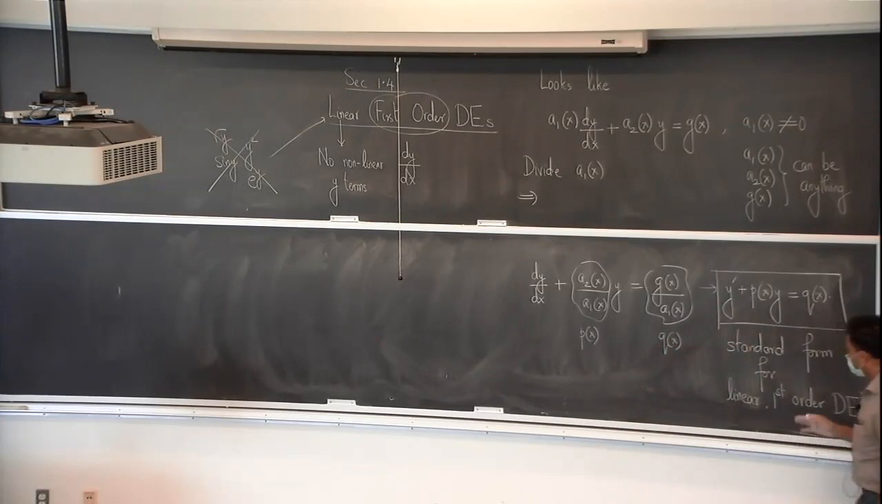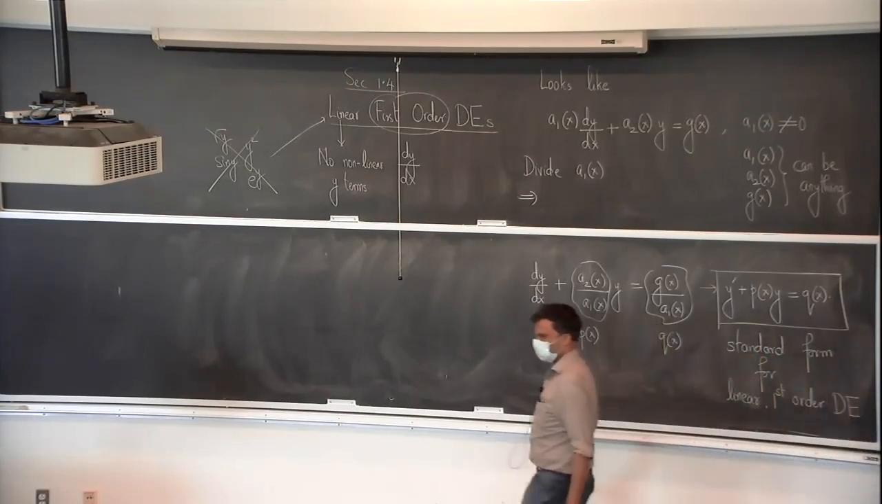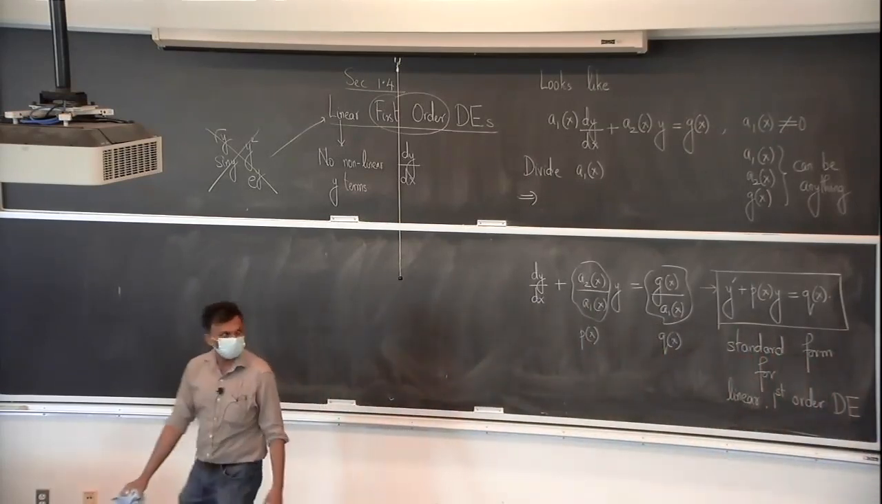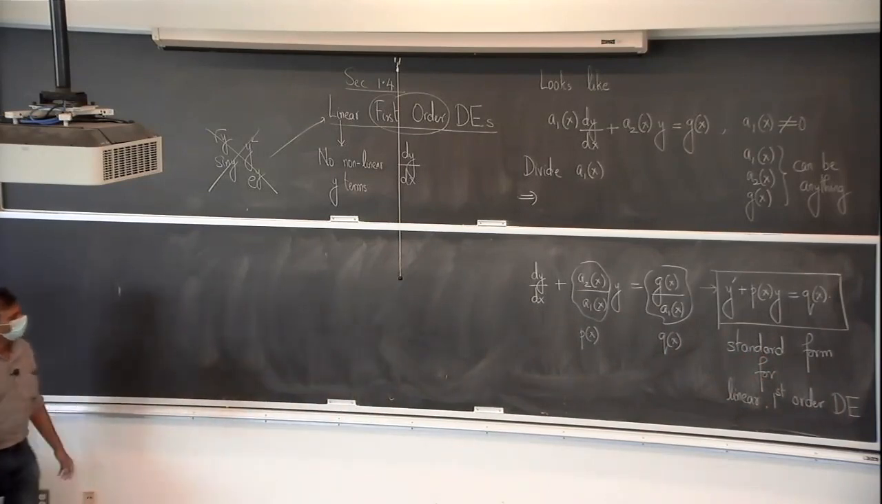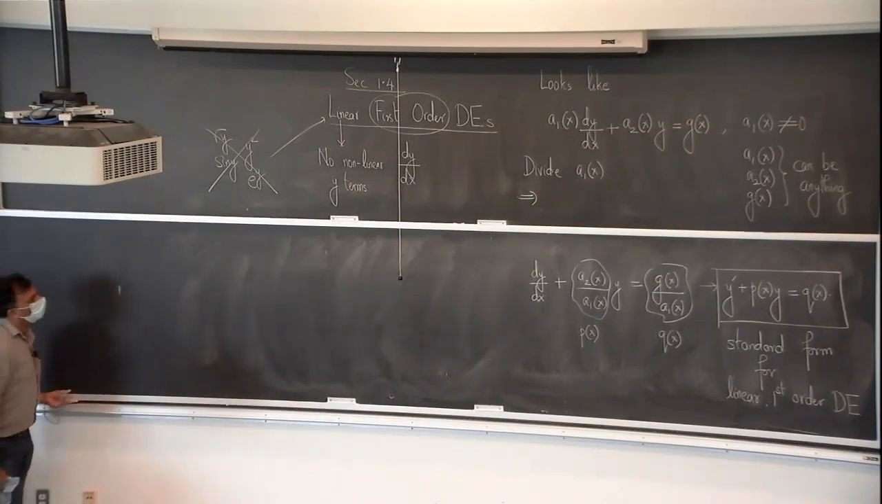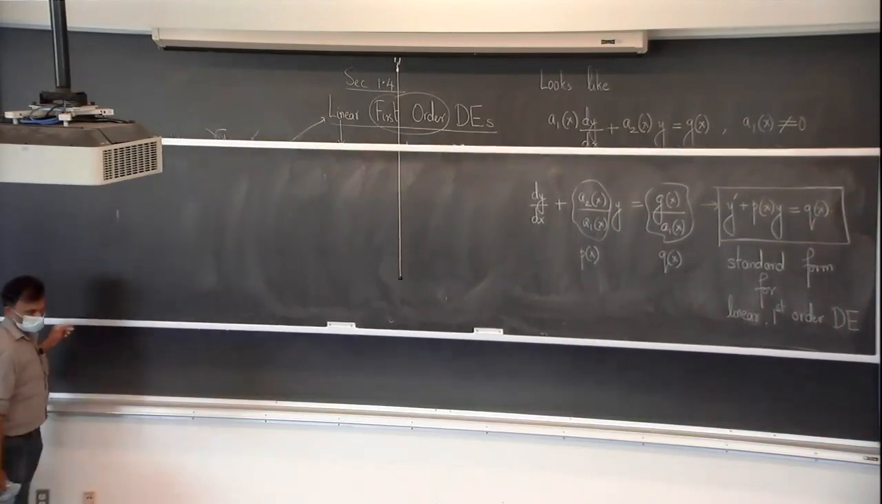So every time you get a problem in section 1.4, the first thing you have to make sure is that it's in the standard form. Only then is whatever we are going to do applicable. Otherwise, things will be off by some weird functions and you may not be able to fix it. All right, so the question is then, how do you solve it?